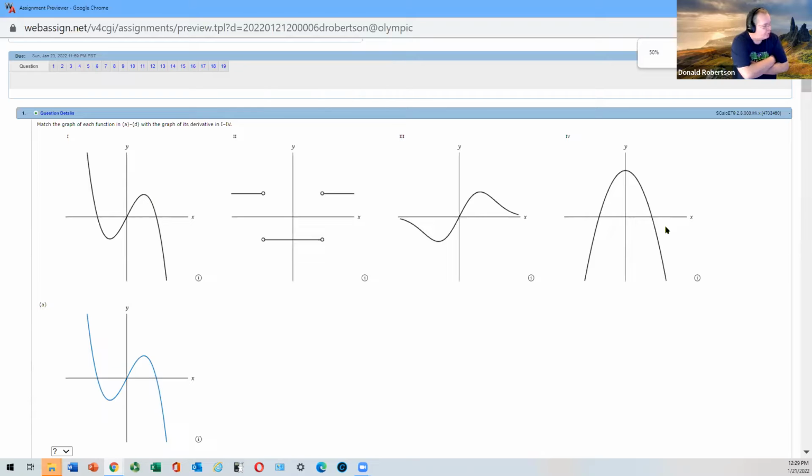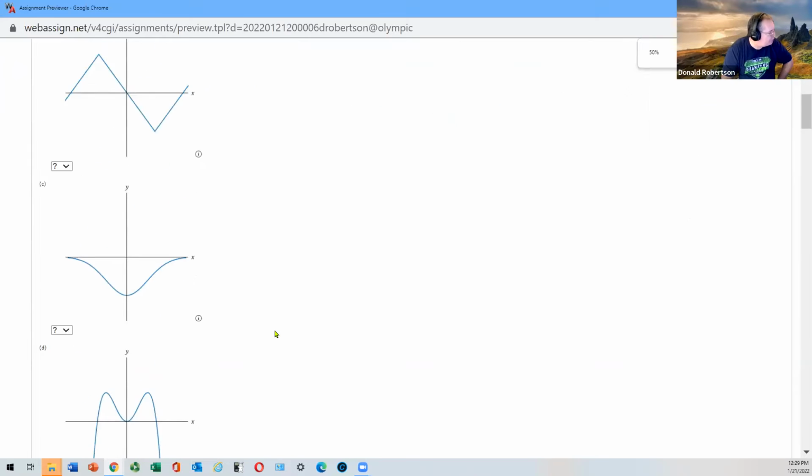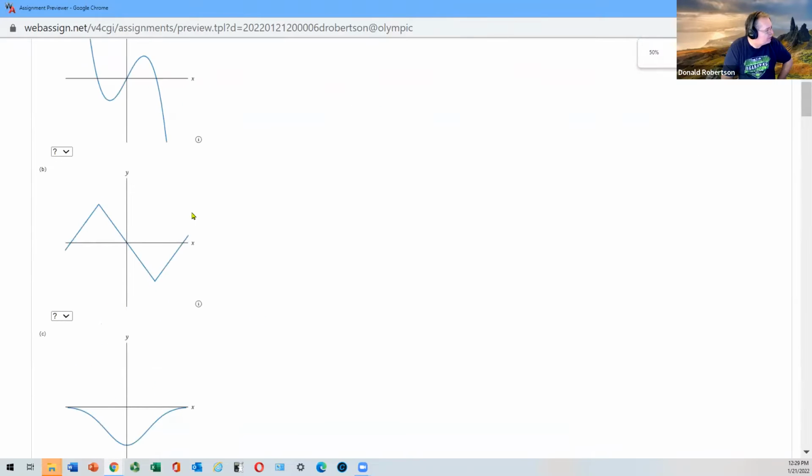Which one do you think it would be for this blue curve A? What would its derivative curve look like? 1, 2, 3, or 4? 4. Agreed, it would be 4. But some of you are going to have to draw it and say, oh, that's 4, right? And that's fine.